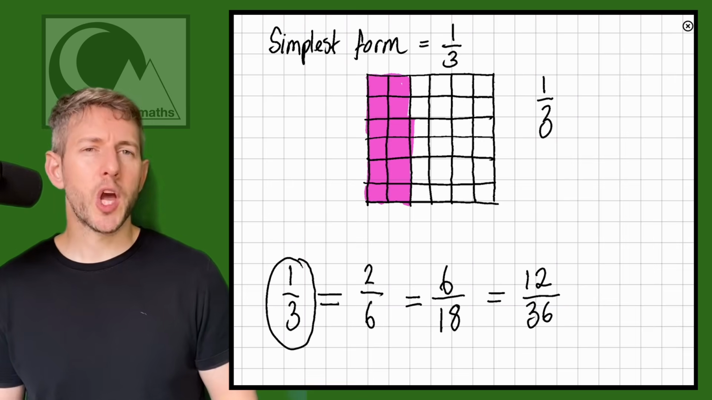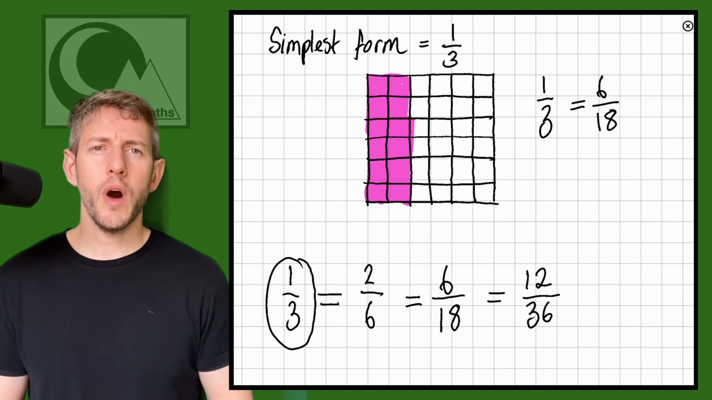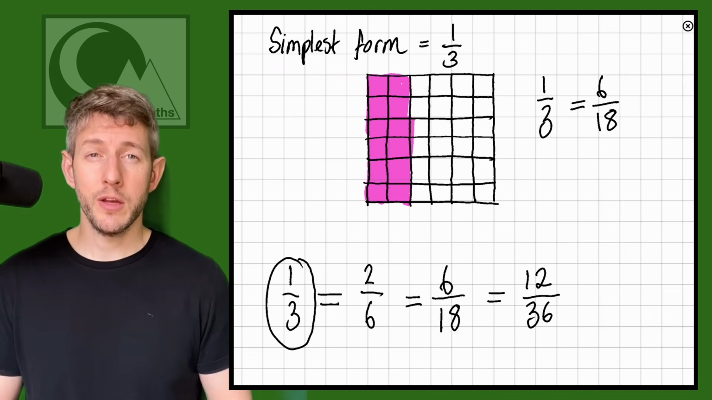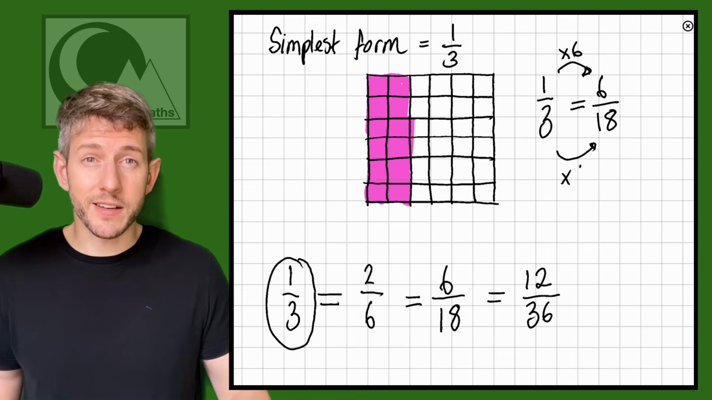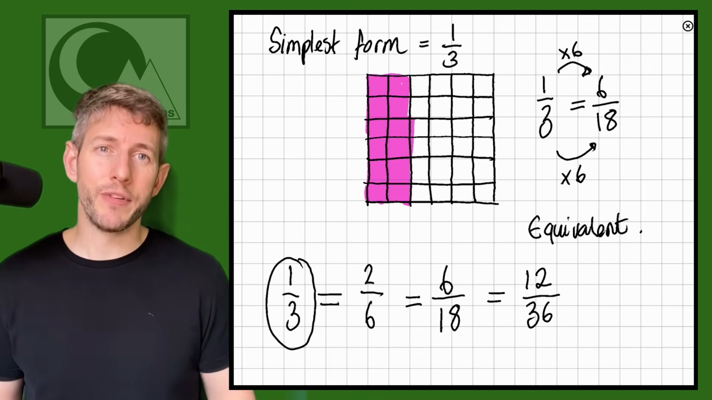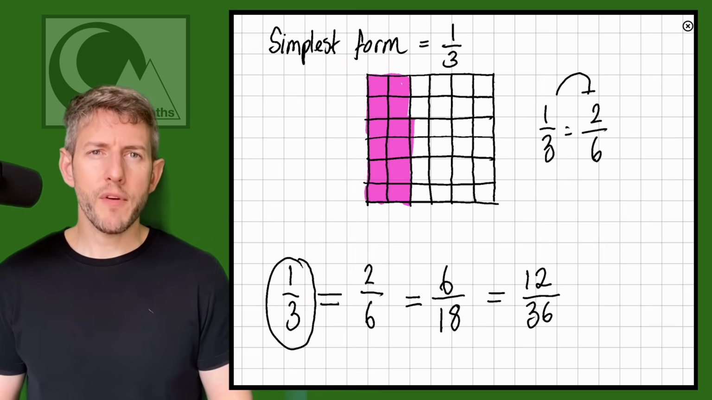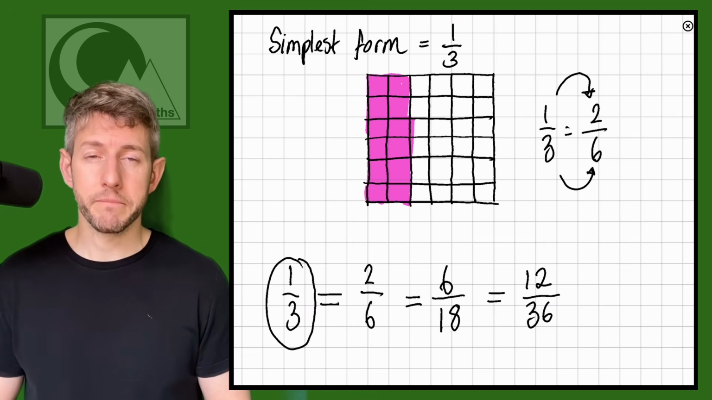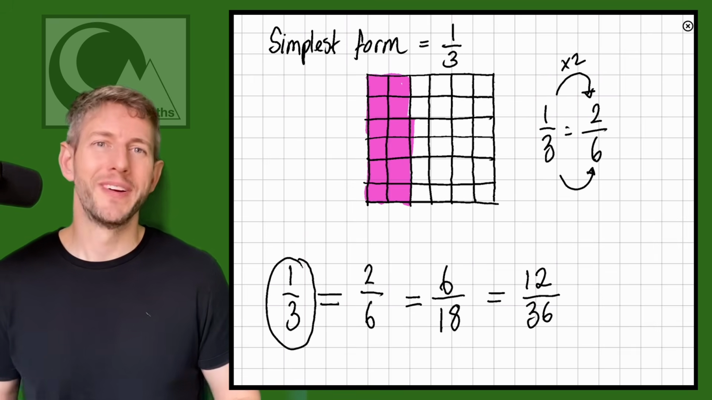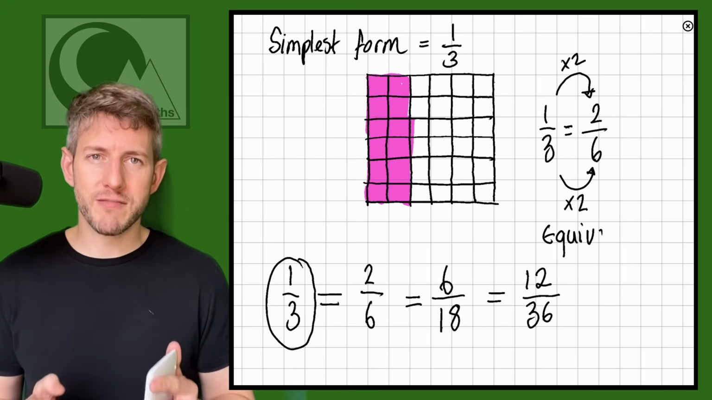Let's say this time I'm going from 1/3 to 6/18. Okay, so what have I multiplied the 1 and the 3 by to get to 6 over 18? 6. 1 times 6 is 6. 3 times 6 is 18. So these are equivalent. Now let's have a look at 1/3 equals 2/6. What have I multiplied the top and the bottom by this time to get to 2 over 6? Let's have a think. 2. 1 times 2 is 2. 3 times 2 is 6. So therefore we know that all of these are equivalent.